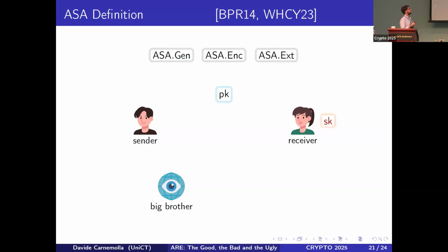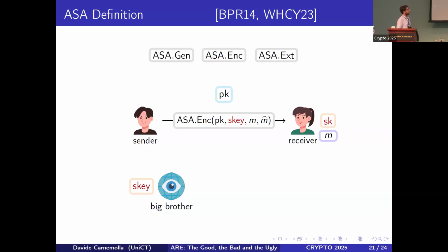So the receiver generates a public key and a secret key. And also we have an additional key that is known by the Big Brother that we call its key. And then when the sender calls the encryption algorithm, he will encrypt two different messages using only one ciphertext. The first one will be the real message that he wants to send, while the second one will be a covert message used by the Big Brother to steal information about the communication.